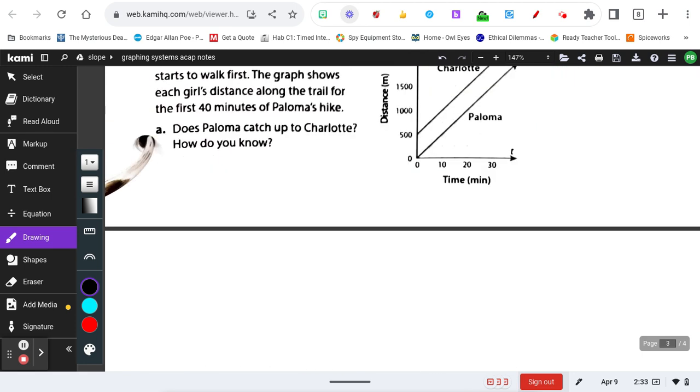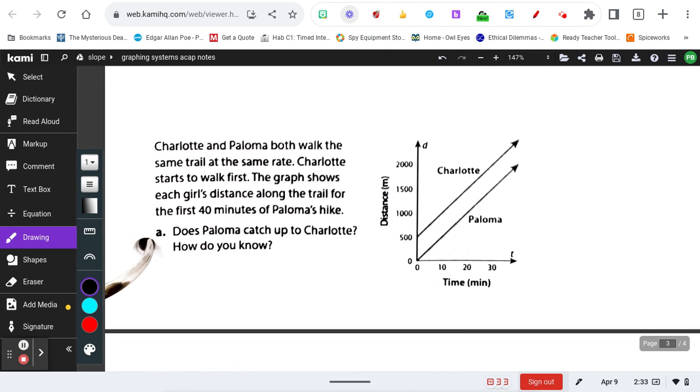Okay, let's take a look at this one. Charlotte and Paloma both walk the same trail at the same rate. The same rate would be the slope, like so many meters per minute. That's your slope.